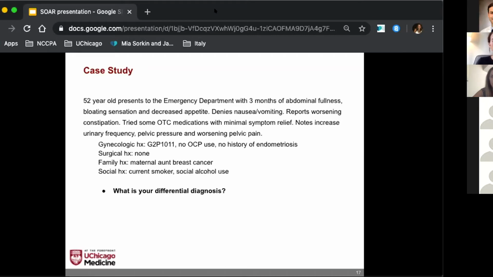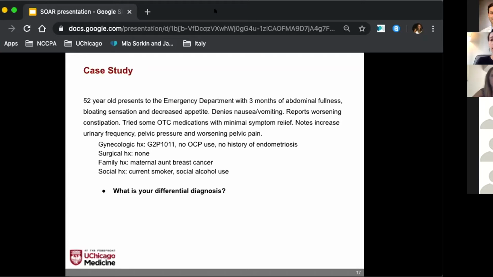Her gynecologic history is listed there. She's been pregnant twice, has 1 living child. She's never used oral contraceptive therapy before. She has no history of endometriosis. She never had any surgeries. Of note, her maternal aunt had breast cancer. She is a smoker and sometimes she likes to drink with her girlfriends on the weekend.